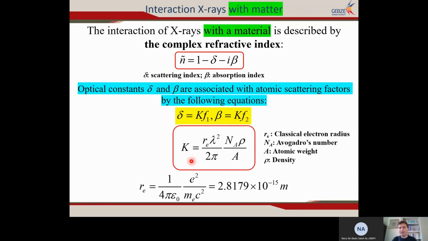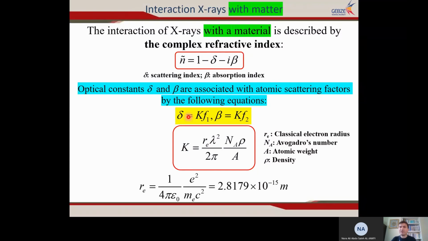So what is K? K is given by the classical electron radius times lambda squared, the wavelength of the incident X-rays, over 2 pi, times Avogadro's number times density over atomic weight. So what do you see here? This is constant for a certain material. This is constant. This number is constant. And also, if you keep the incident wavelength constant, this is also constant. So here we have a constant number K, okay?